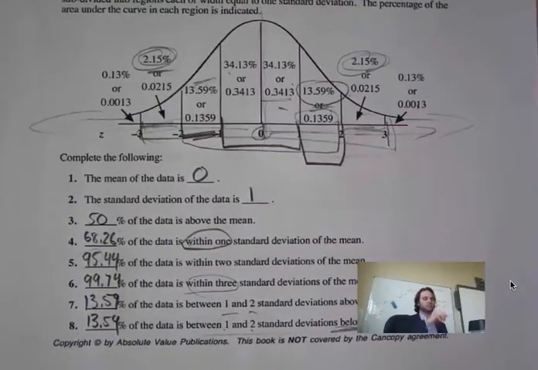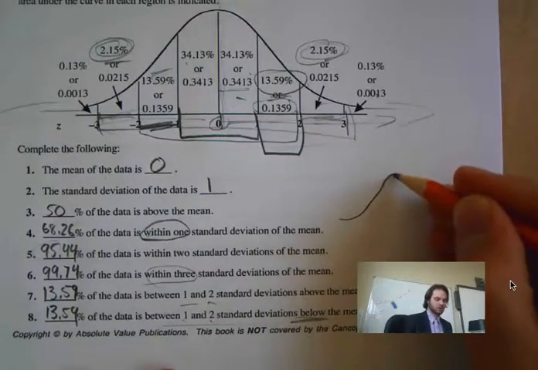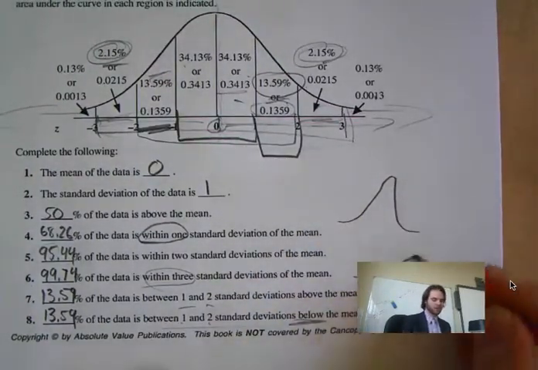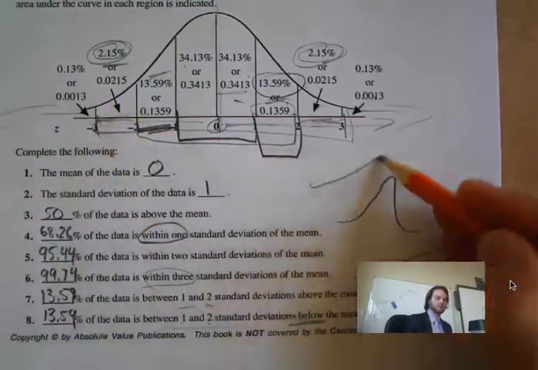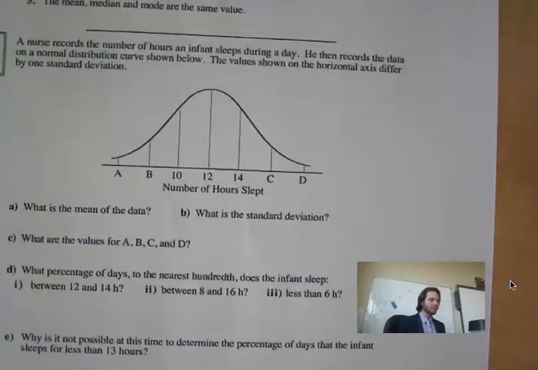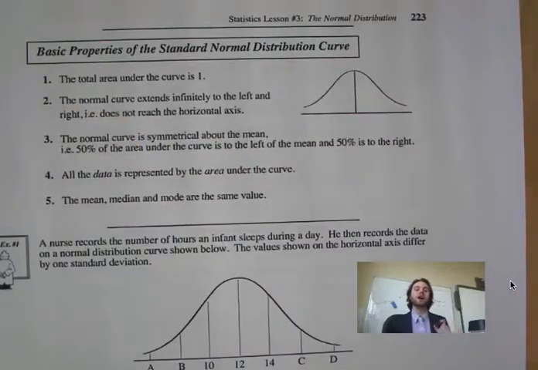That'd be a funny looking bell if it looked like that. It doesn't really look like a bell, or something that looked like this. That's not really a bell. It has to be perfectly even throughout. That's a better bell curve. Now, here are some definitions that I recommend you highlight. The total area under the curve is 1. The normal curve extends infinitely left and infinitely right.